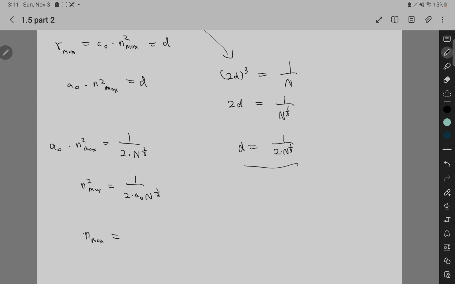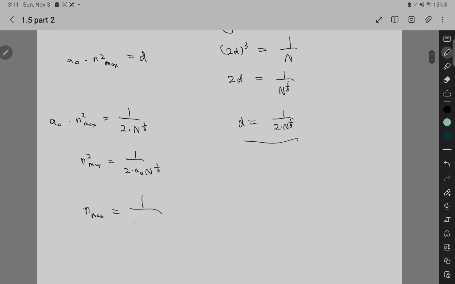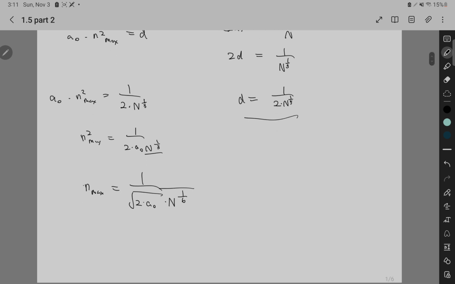So this gives us the maximum energy level allowed for the hydrogen atom, for its energy level to not step out of its territory and enter another. So this is the maximum allowed energy level for hydrogen in this case. This is like a very rough approximation. Yeah, so this is equal to square root of 2 times A0 times n to the power of 1 over 6, right? Because you take the square root of this and you get n to the power of 1 over 6. So this is our max formula.